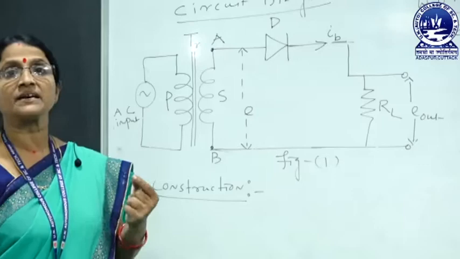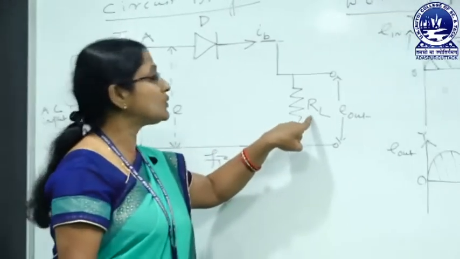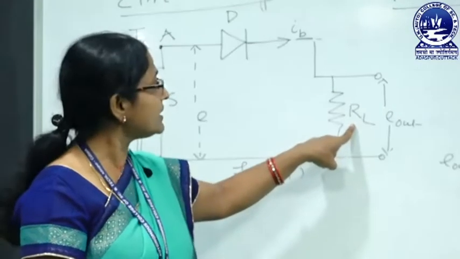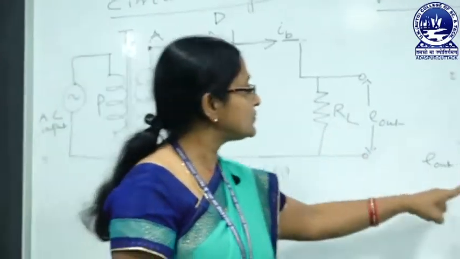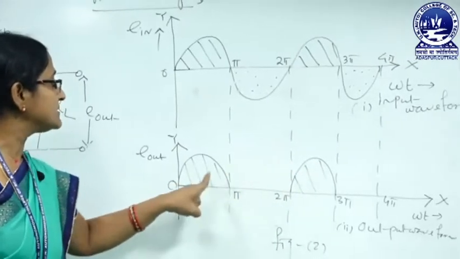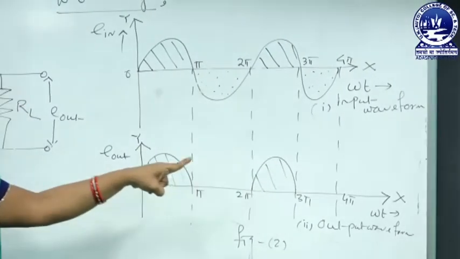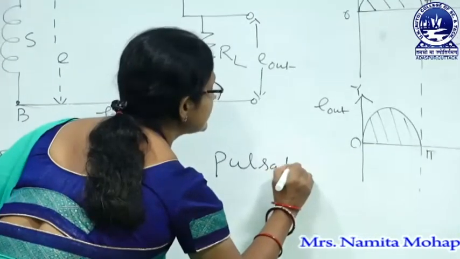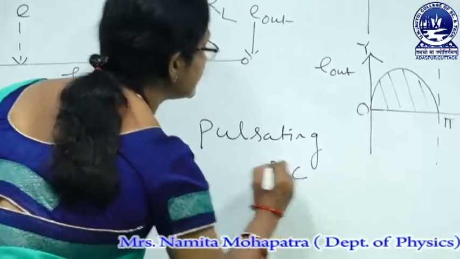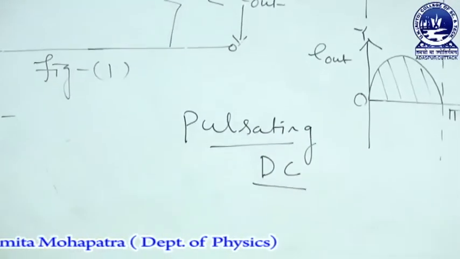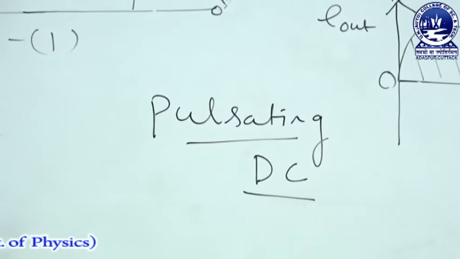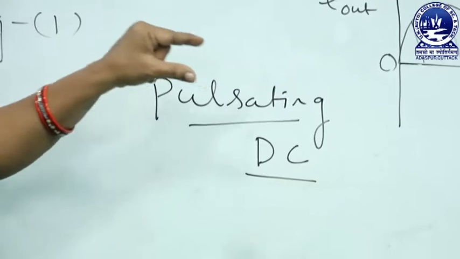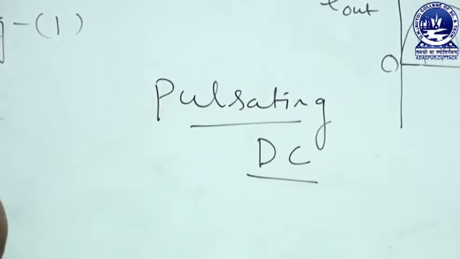And in this way the current flows through the load resistor RL always in the same direction. Hence we obtain the output waveform here, and this is the output voltage of DC, but that DC is pulsating DC, that means not purely steady DC. So to obtain the pure steady DC, here we use the filter circuit.